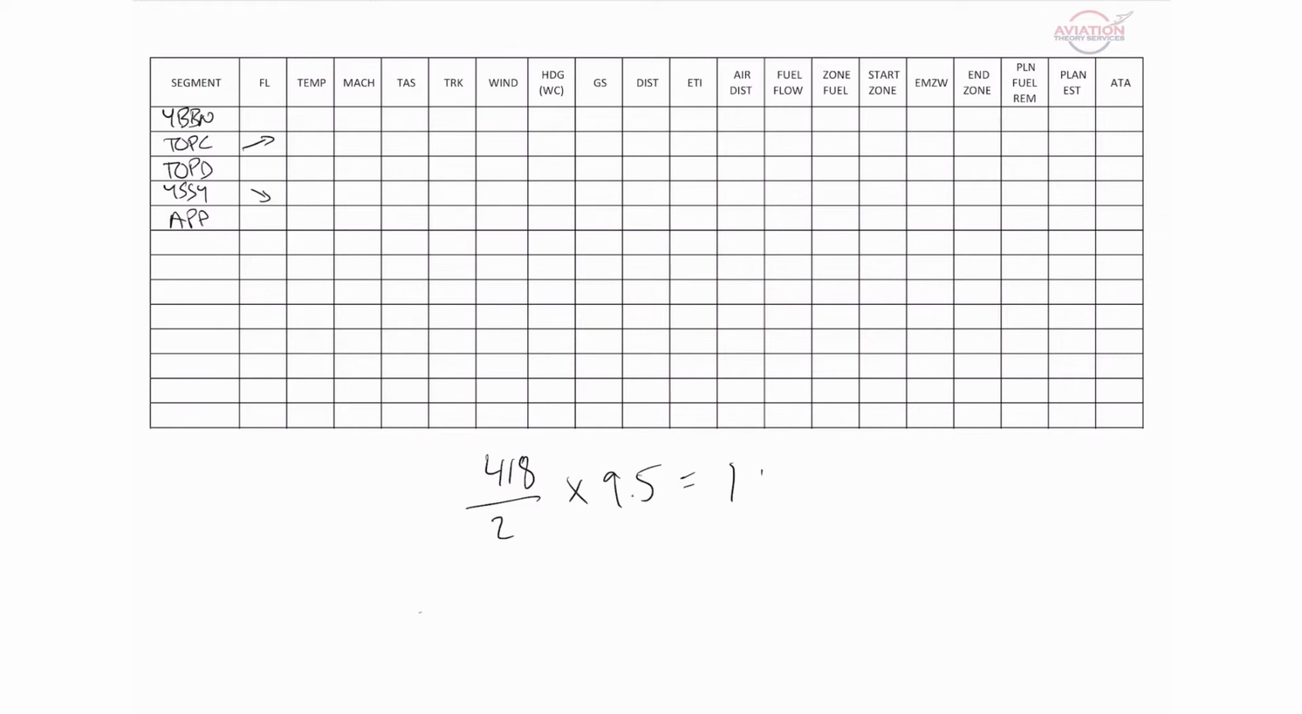It gives us 1,985.5. We'll add that to our landing weight of 67,457. Gives us an estimated mid-zone weight of 69,442.5. So we'll call that 69.4 for the sake of the altitude capability table.